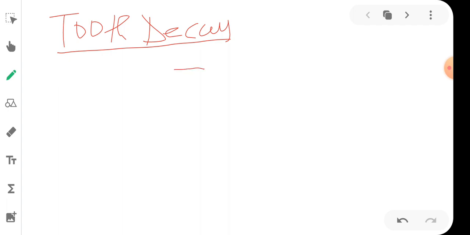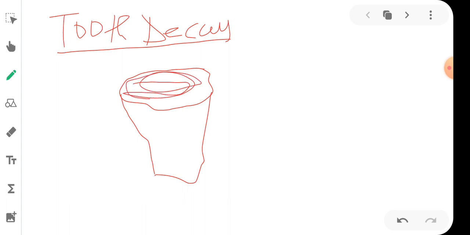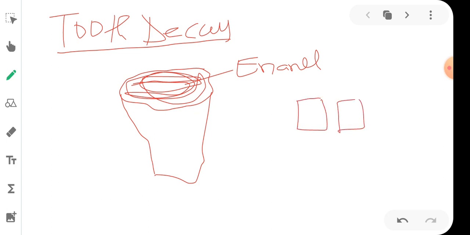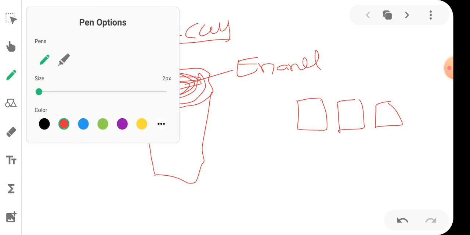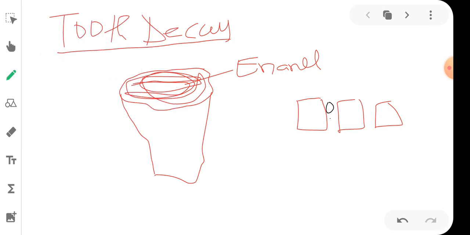Let me just draw this. Let's say this is the surface of the tooth. The surface part here, on top here, the one used for biting, tearing, etc., is called the enamel. Let's say you eat food. When you eat food, those food particles remain here between your teeth.